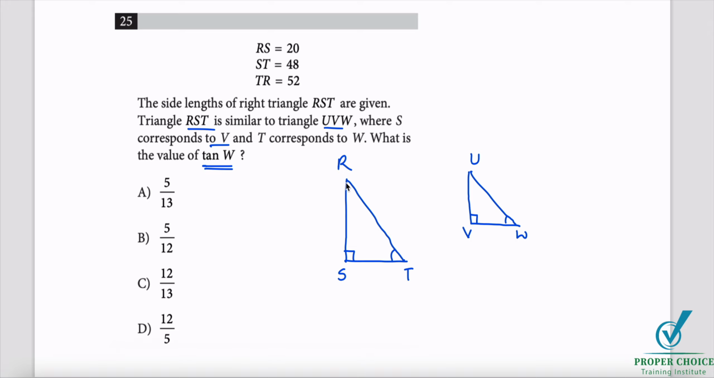What is the length of RS? RS is going to be 20. ST is going to be 48, and TR or RT is going to be 52. As they clearly said, angle T corresponds to angle W. It means the measure of angle T should be the same as the measure of angle W. So here we need to apply the SOHCAHTOA rule, that is sine, cos, tan. Please remember this, which is important. Now in a right angle triangle, referring to this angle, the side in front of it we refer to as opposite.